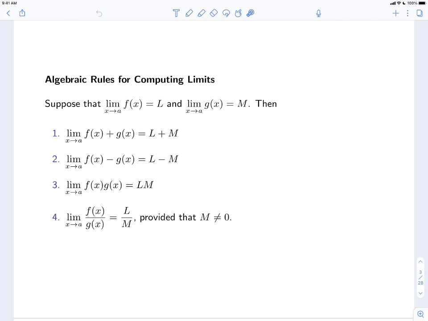Similarly, the limit of the differences is the difference of the limits. The limit as x approaches a of f at x minus g at x is L minus m. We also have that the limit as x approaches a of f at x times g at x is L times m. That is, the limit of the products is the product of the limits. We have something similar for ratios, but we have to be a little bit careful. The limit as x approaches a of f at x divided by g at x is L over m, provided that m is not equal to 0. That is, we don't want to end up dividing by 0 in the limit.